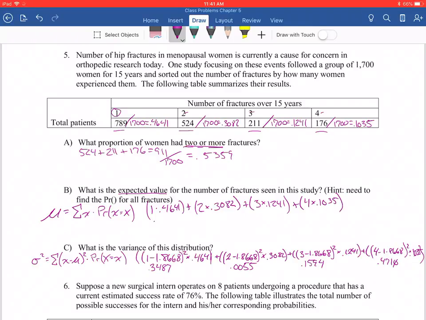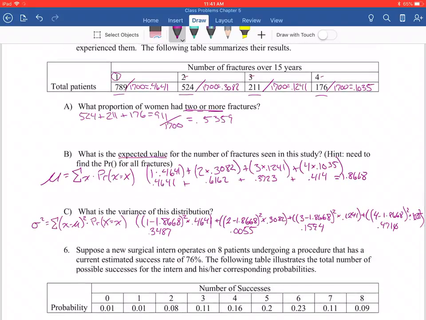When we work all this out, we get 0.4641, 0.6162, 0.3723, and 0.414. When we add these all up, we're summing them, sigma sum, and we're going to get 0.8668, and that is the expected number of fractures that we'll see over these 15 years with this cohort of women.